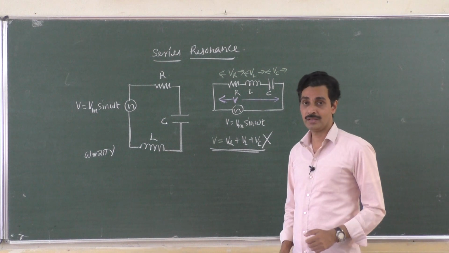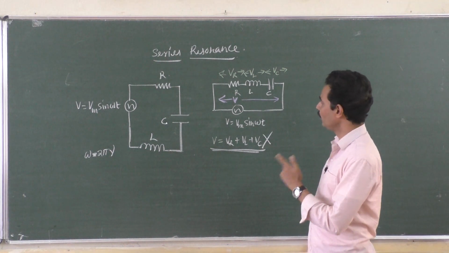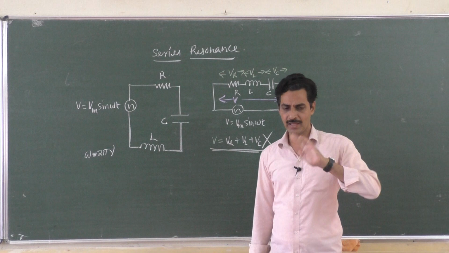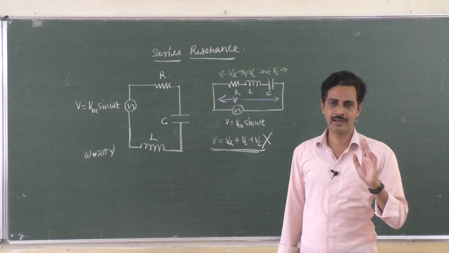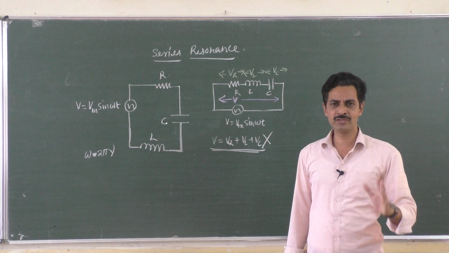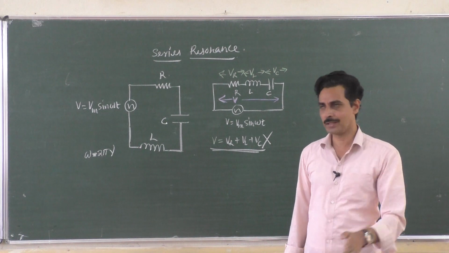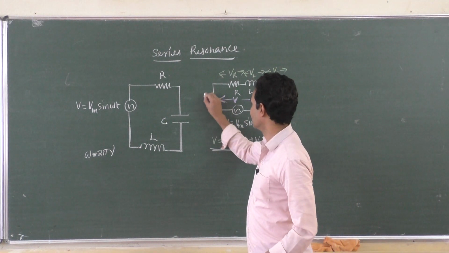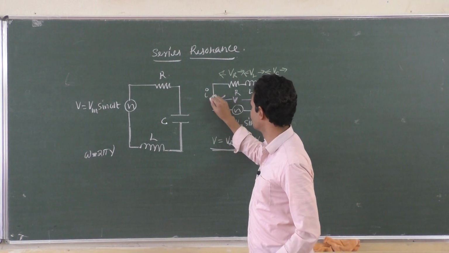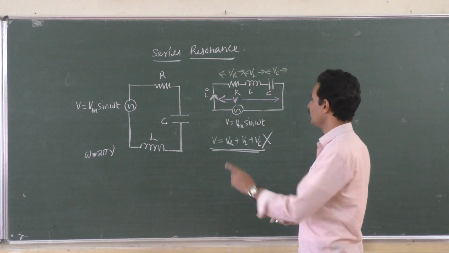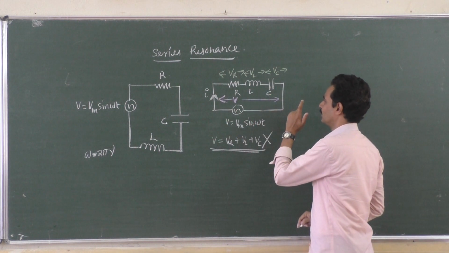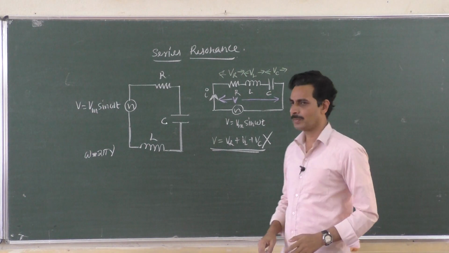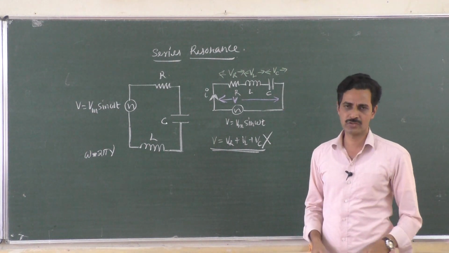Why? Because you know that the current flowing through all the three components is the same. There is no problem in that. You need not assume it. It is 100% sure because you know that all the components are in series. Whatever current flows through the resistor should flow through the inductor, and the same current should flow through the capacitor. Whenever the components are in series, current is the same. You are very sure about it.